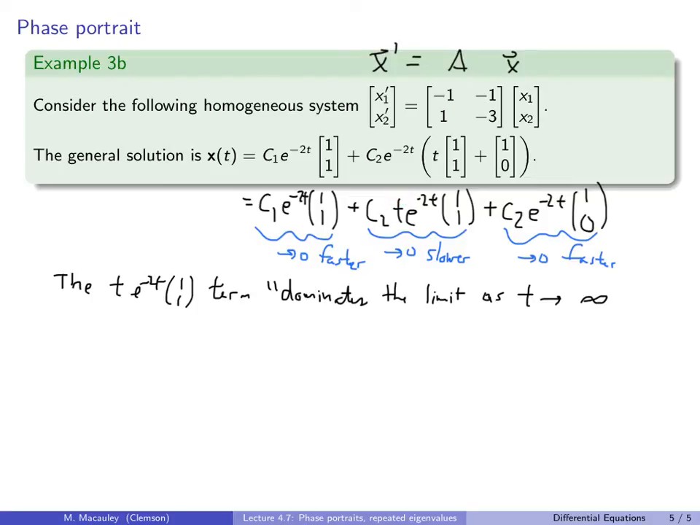So not only does this term dominate the limit as t goes to infinity, but it dominates the limit as t goes to negative infinity as well. So I'm going to say as t goes to plus and minus infinity. What this means is that forwards in time and backwards in time, solutions become more and more parallel to this vector.